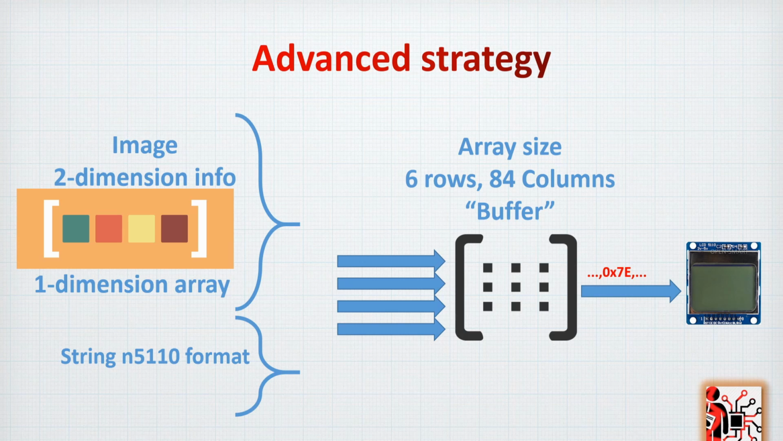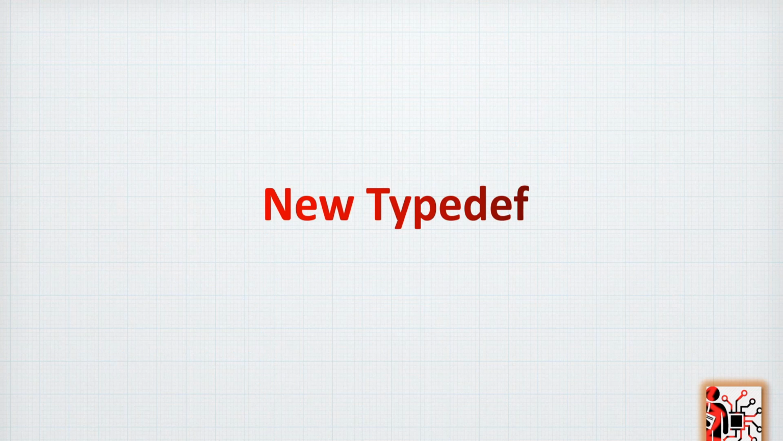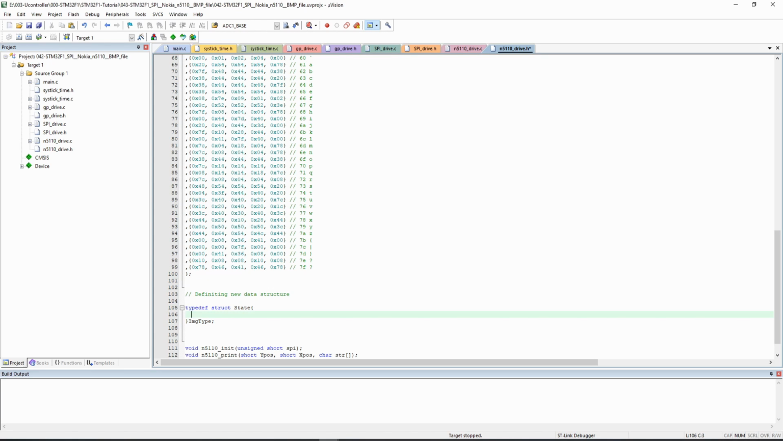Good, so now we have gone through a quick review of the strategy. Let's start implementing our new typedef in our C code. For the image, I will need an unsigned short, because I have a small image size. H will be the height, and also an unsigned short for W, which will be the width.